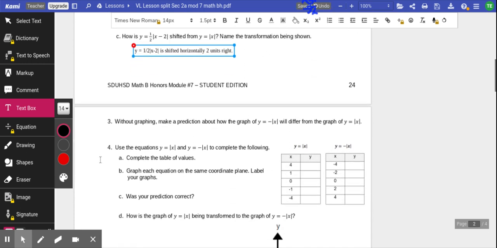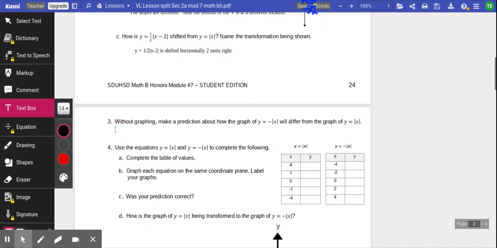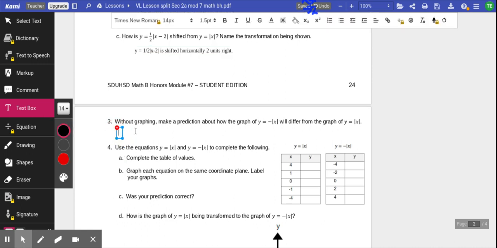Okay. Number 3, without graphing, make a prediction. So here on the outside of the graph, this one's negative and this one's positive. So here, this is going to make all our answers negative. So it's going to flip it upside down. The graph will flip upside down.